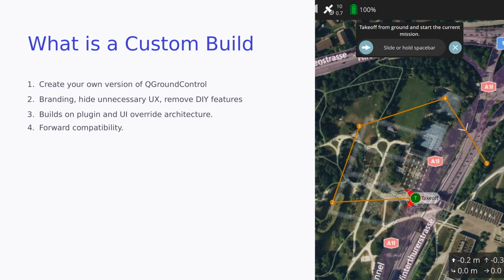QGroundControl's custom build system allows for tailored versions of the ground control system. Core plugins enable behavior changes like hiding setup panels or branding, so it's great for simplifying user experience. Custom builds let third parties create their own version of QGroundControl without forking heavily. And because everything is localized to the same folder, it also provides some degree of forward compatibility. It supports branding with your own logo and colors, allows you to hide any unused options or settings, as well as removing any DIY-focused features.